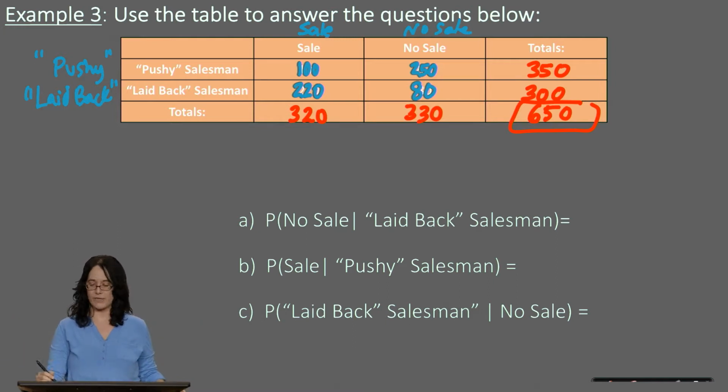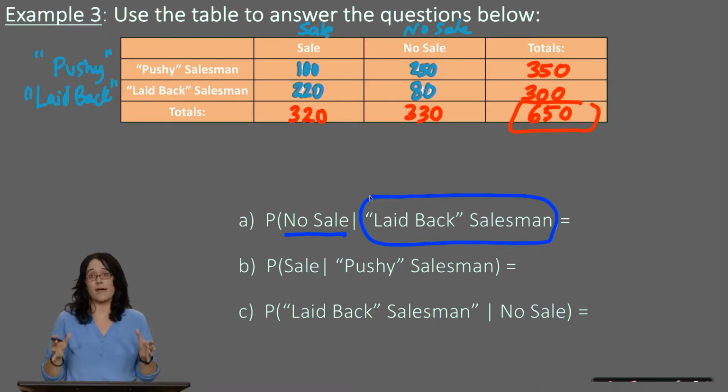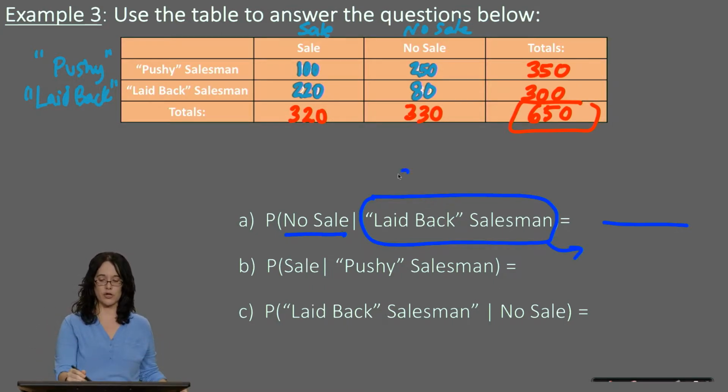see if you can answer the first question with me. We'll try the first one together. If you picked one of these interactions randomly from the data, what's the likelihood that it's one where there was no sale made, given the fact we know we had the laid-back car salesman. So given the fact we had the laid-back car salesman, according to our shortcut, that's our denominator, the number of interactions with a laid-back car salesman. So that's where we start if we're using our shortcut.